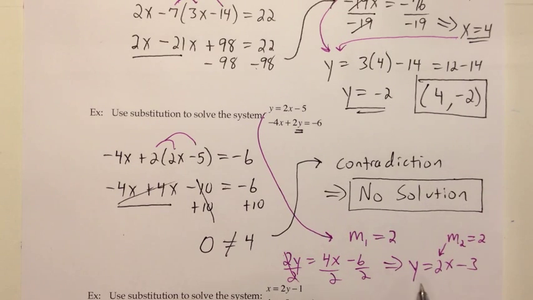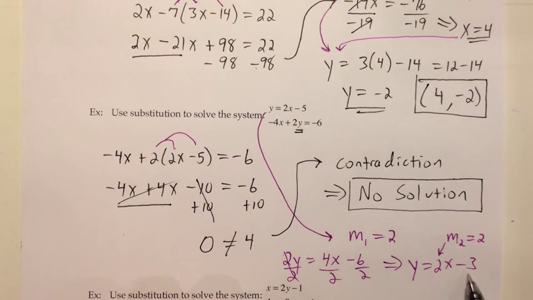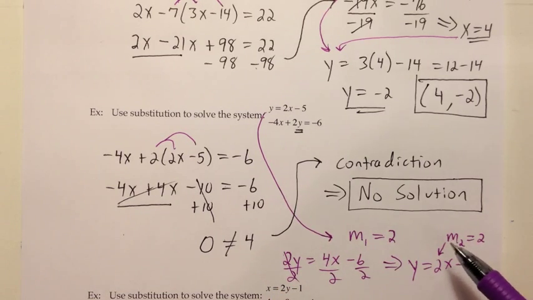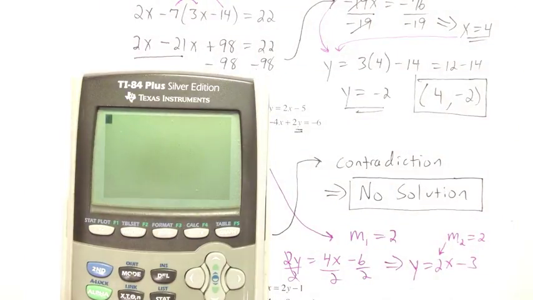So if two lines have the same slope, they're either the exact same line or they're parallel lines. And we notice the y-intercept of this one is negative 3, and on the other one it's negative 5. So they have the same slope but not the same y-intercept, so that means they would be parallel and not intersect. And let me just show you that on the graphing calculator real quick.